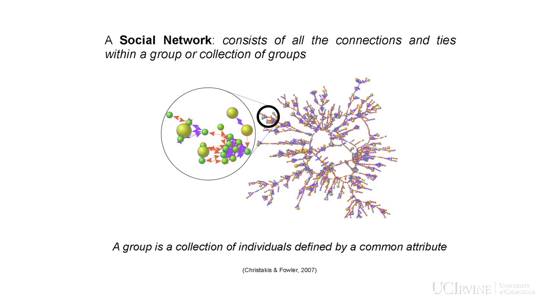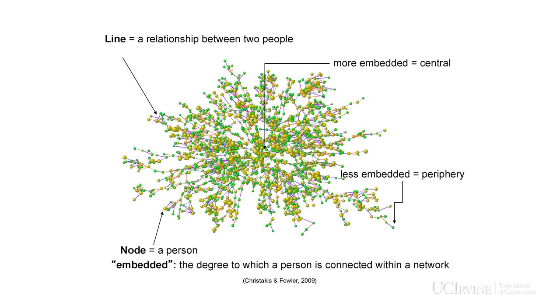Each of these little circles are individuals and they're tied together. In some cases, individuals will be out on the periphery, not necessarily linked to others, but that's what they mean by a social network. A node in that network is one person. And embeddedness of the person is the degree to which they're connected within a network. So this is a more embedded central person. They're connected to a lot of others. This would be a less embedded peripheral person in that network.